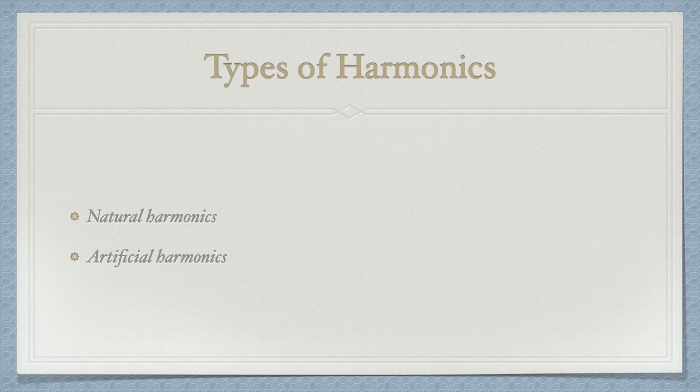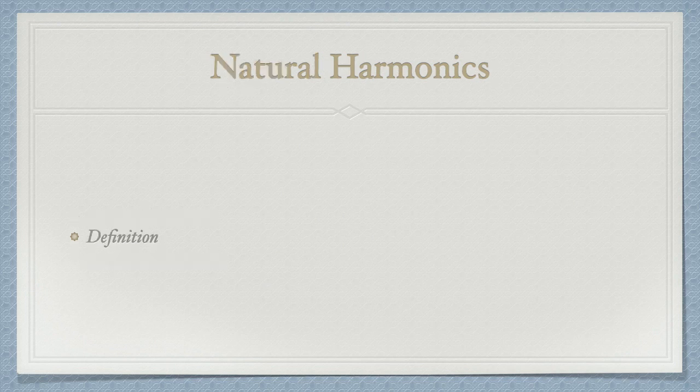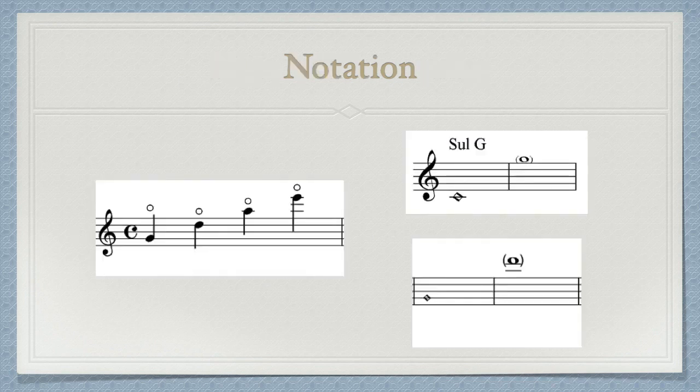There are 2 types of harmonics, the natural and artificial harmonics. The natural harmonics, by its name, means everything is from nature and pre-existing. You will see various notations of the natural harmonics.